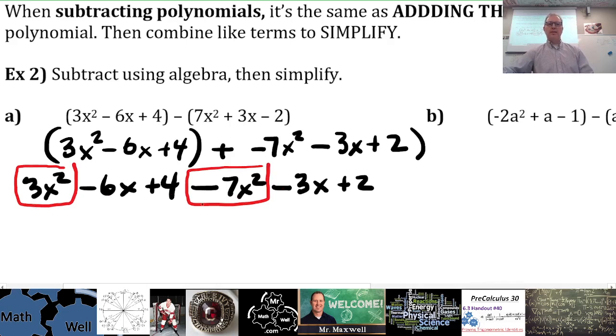So 3 minus 7 is going to be what? It's going to be negative 4x squared. Yeah. And then what I would do is literally stroke them off kind of like that so that they're out of the way for you now.